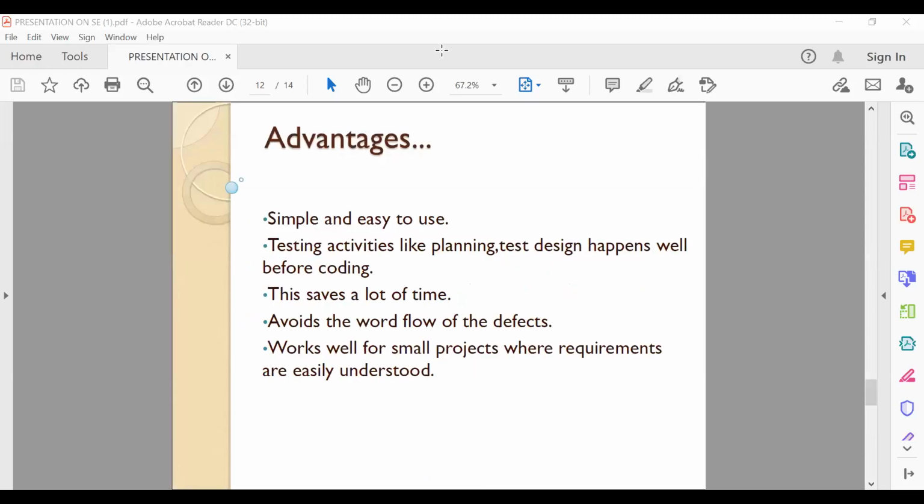Thank you, both of you. My question to Bharat is that in the V model you have mentioned that the requirement is fixed and easy to use. Okay. Then what is the difference between the V model and the waterfall model, or why should we go for the V model instead of the waterfall model?